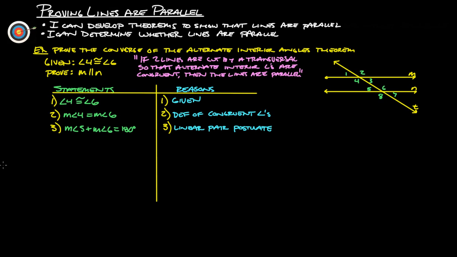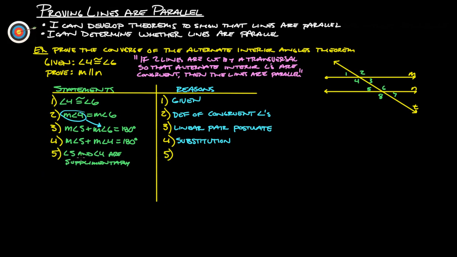Okay. Now, since we know up here that measure of angle 4 and measure of angle 6 are the same, this measure of angle 4 right here, we can just substitute that in right there, and that would give us measure of angle 5 plus measure of angle 4 equals 180 degrees, and that's because of substitution, right? Okay, now we know that measure of angle 5 and measure of angle 4 have to be supplementary, right? Because they're equaling 180 degrees. So angle 5 and angle 4 are supplementary, and that's because of our definition of supplementary angles, right?